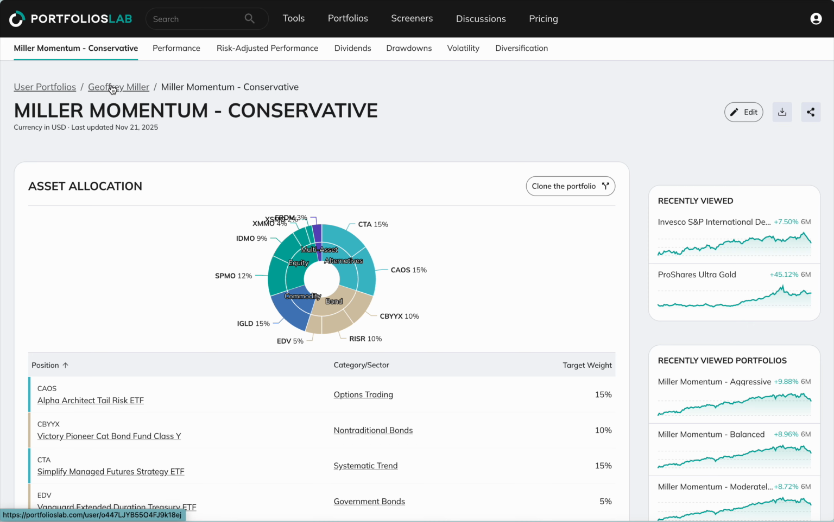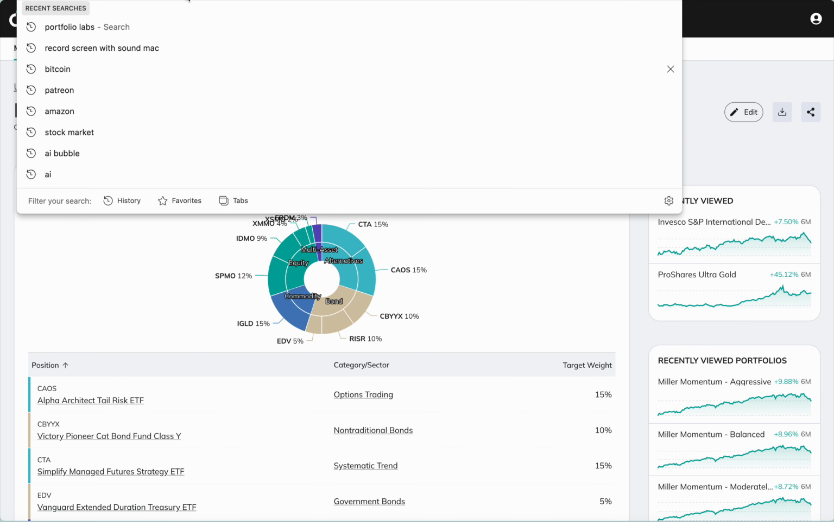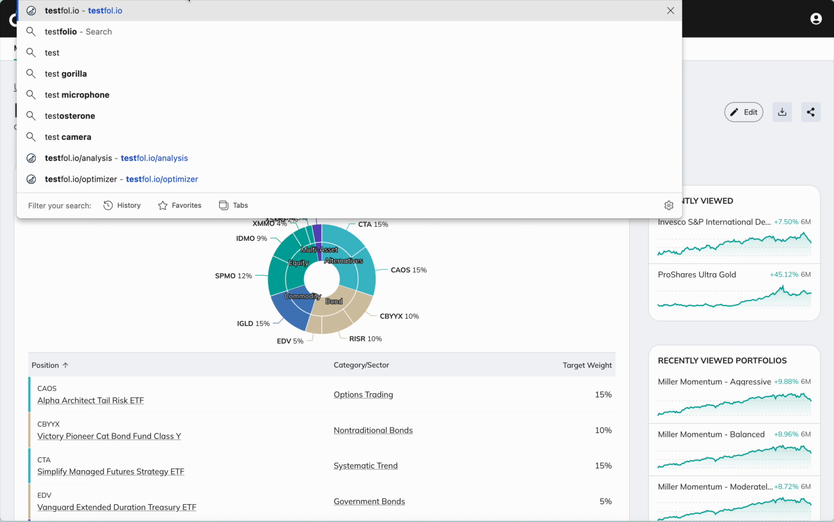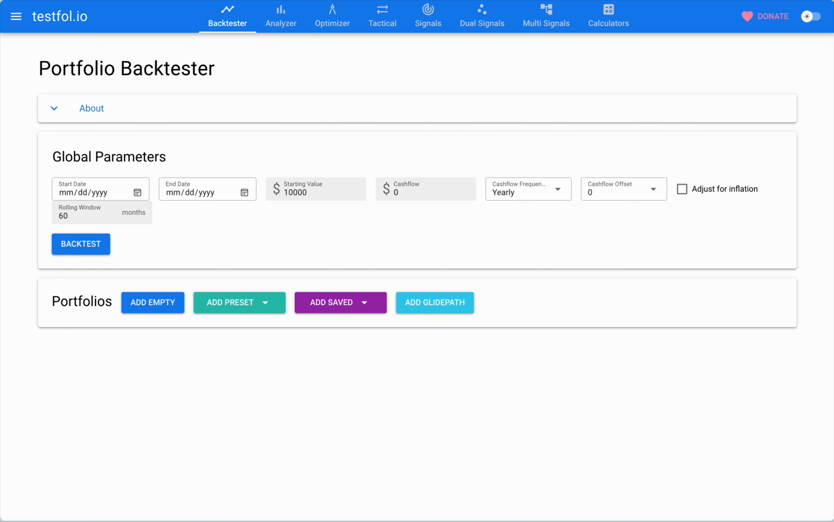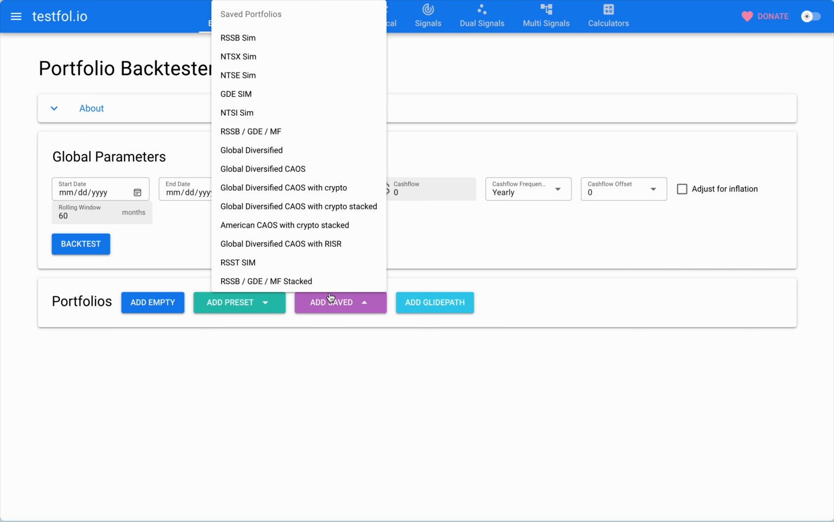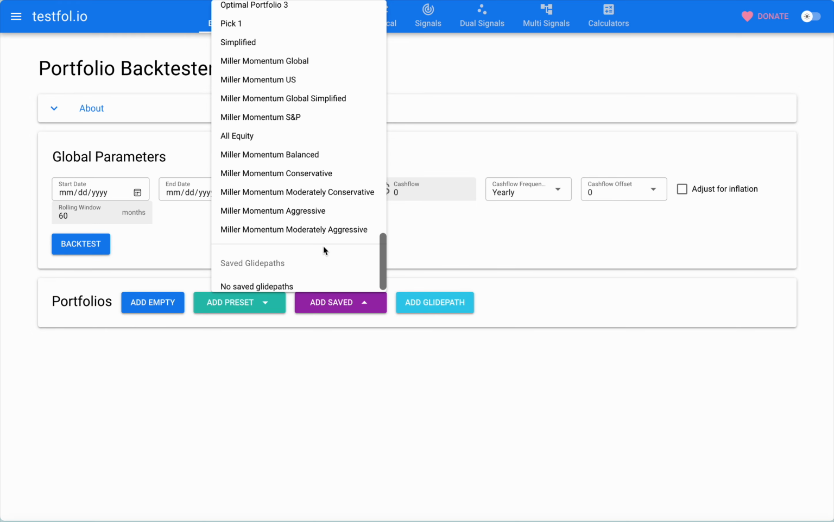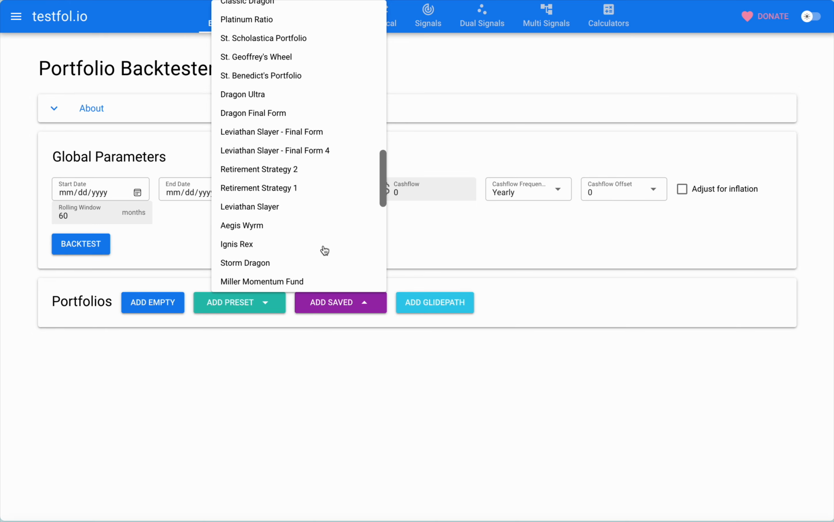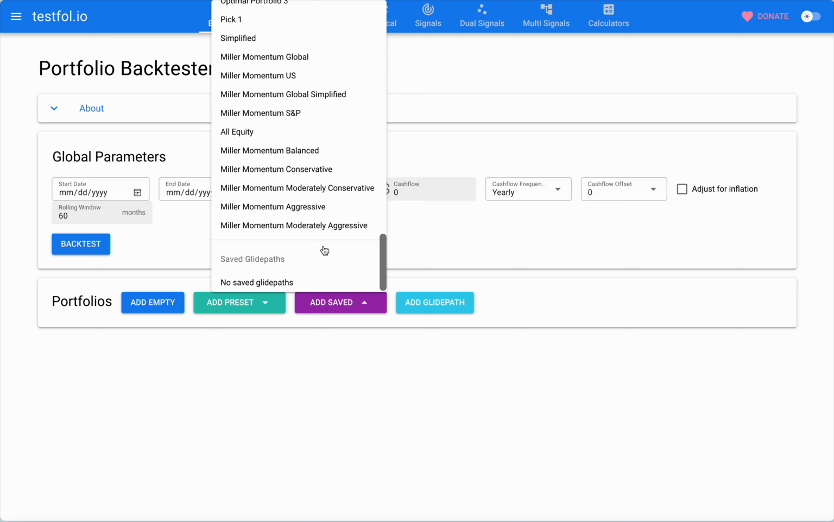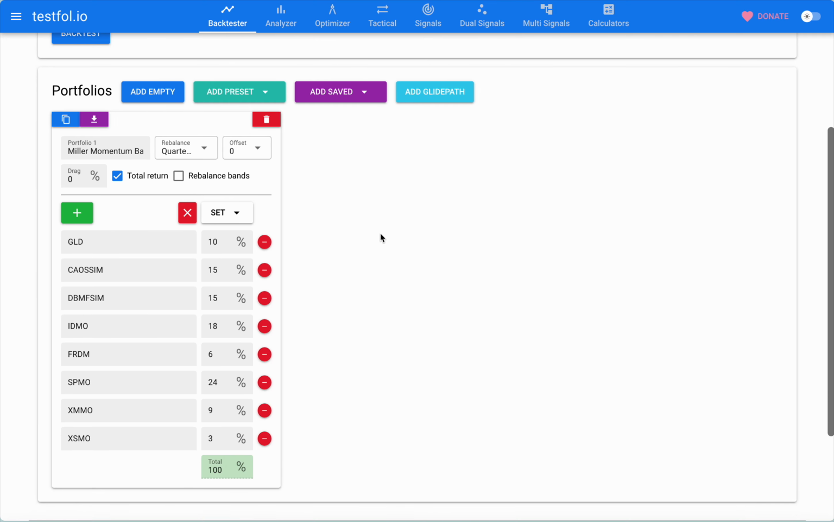So, with that being said, how do these allocations actually work in practice? There is a site called testful.io, kind of a pun on testfolio, that I love to go to test different ideas and allocations. And as you can see, I've got a lot of different portfolios that I experiment with, saved just to backtest and see how things work. Here's the momentum balanced allocation.